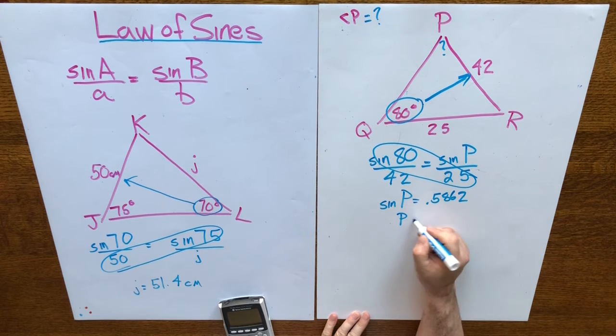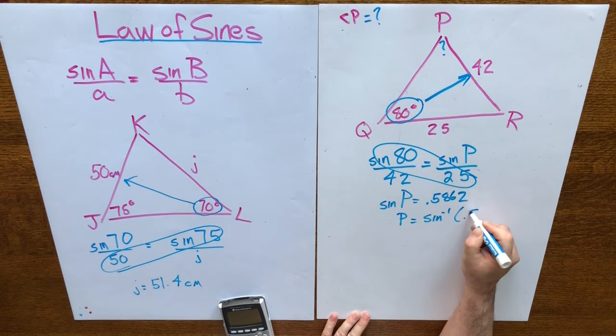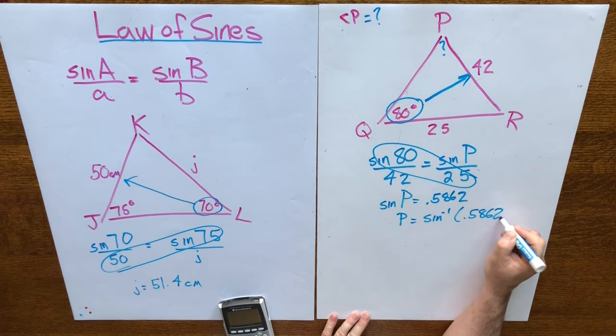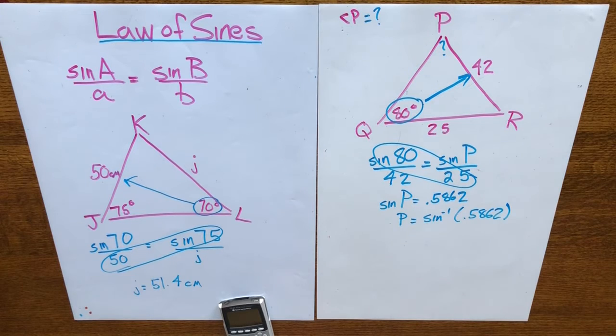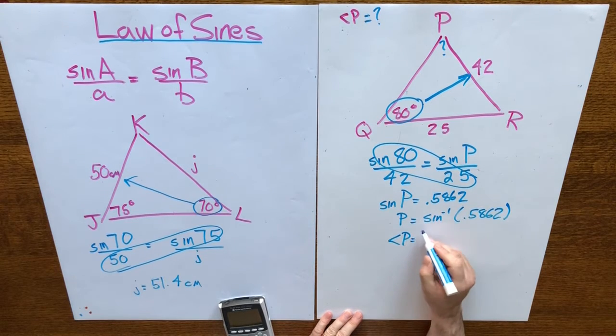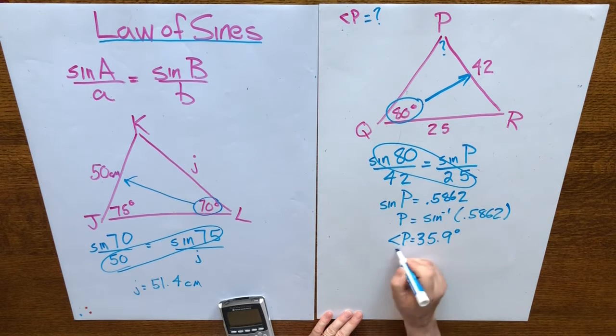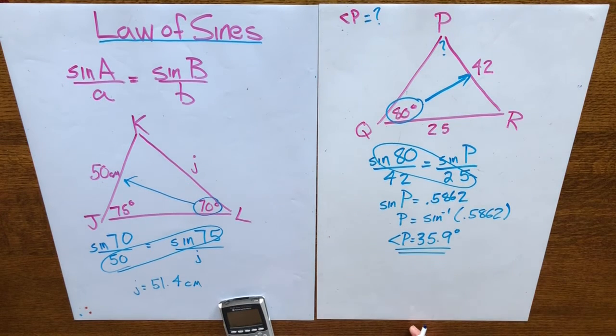So to find angle P, we have to do inverse sine 0.5862. So I'm going to do second function sine on 0.5862, and I get an angle size, angle P, equals 35.9 degrees, and that's correct to 1 decimal place.